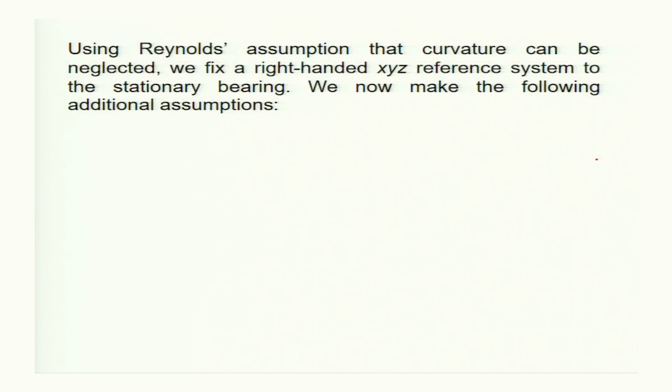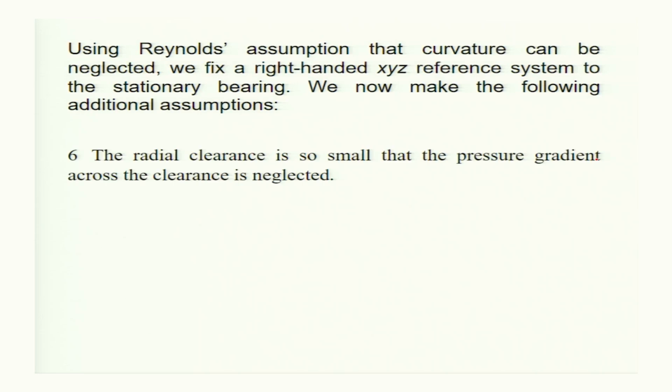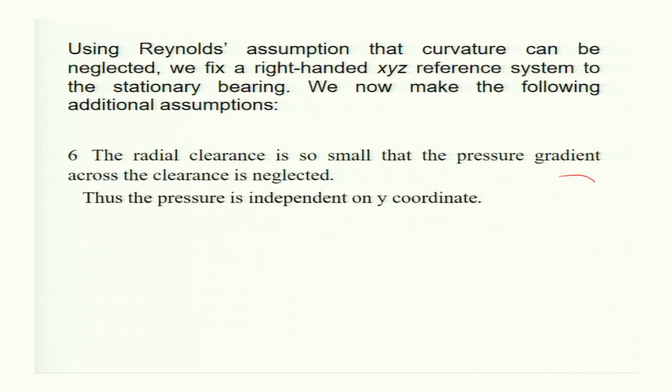Now, using Reynolds' assumption that curvature can be neglected, we fix a right hand XYZ reference system to the stationary bearing. We now make the following additional assumptions. The radial clearance is so small that the pressure gradient across the clearance is neglected. The meaning is, this is your bearing and the journal is somewhere here. Now, the clearance space which is shown here is highly exaggerated. This clearance space is very small.